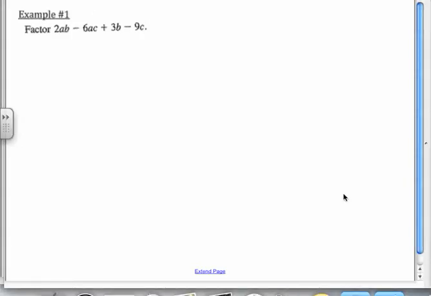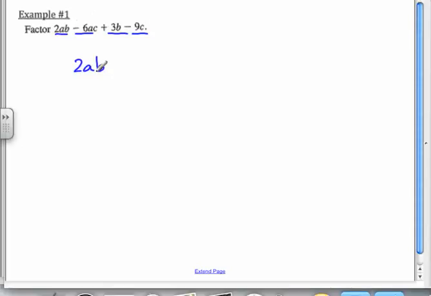Okay guys, let's look at example number 1 here. And this is going to be one of those factor by groupings, and I know it because it has 4 terms. Okay, 1, 2, 3, 4. So what I'm going to try to do first, I'm going to try the 2 and 2.